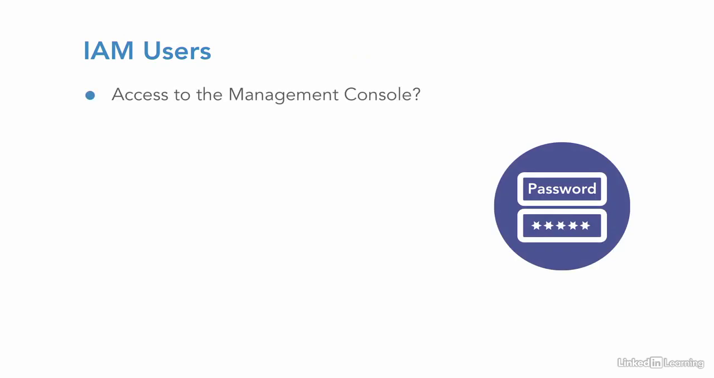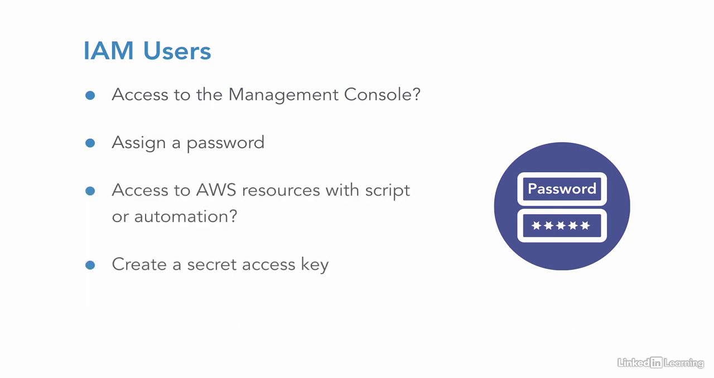If I need access to the management console, if that's all I need when I'm creating IAM users, well, then I'll assign a password. And I won't create for that user a secret access key. If you need access to AWS resources with scripts or automation, there's an account. When I create an IAM user account, I'll also create a secret access key.